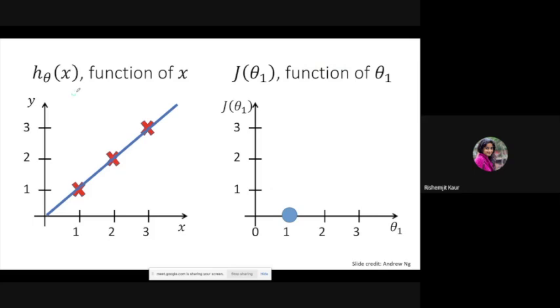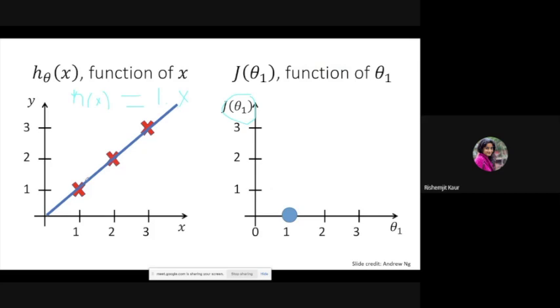So what is the meaning of y is equal to x? Let's say our hypothesis h of x comes out to be simply 1 into x, where 1 is the value of theta 1. If I correspondingly plot the value of theta 1 and the value of J of theta 1, which is our cost function, you will see that when the value of theta 1 was 1, the error is actually 0, right? It's a perfect fit.